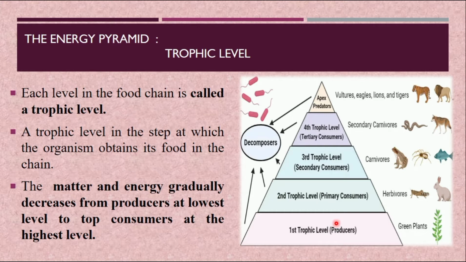It represents the number of producers, herbivores and carnivores at each trophic level. In the grassland ecosystem, the producers, mainly the grass, are always maximum in number as compared to the primary consumers. The number of primary consumers is always more as compared to the secondary consumers, and the number of secondary consumers is always more as compared to the tertiary consumers. So the pyramid which is formed is an upright pyramid.